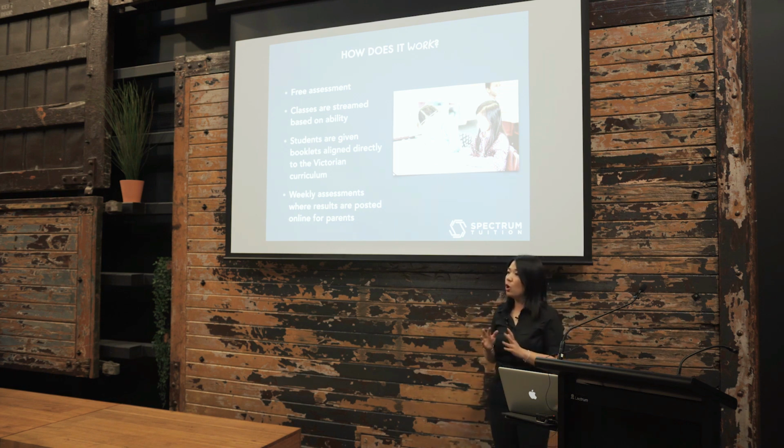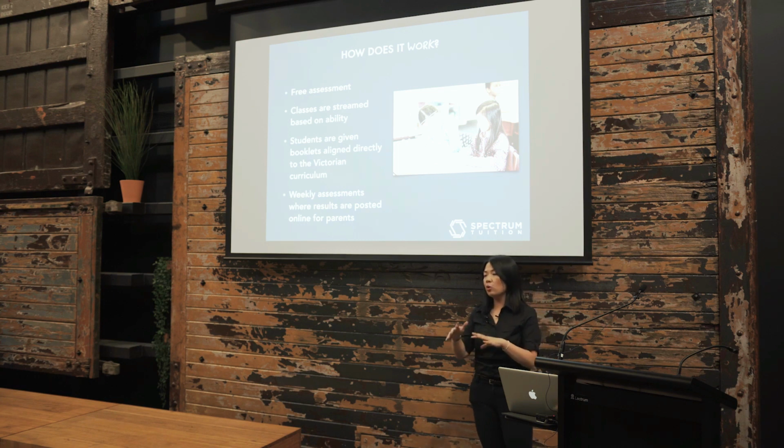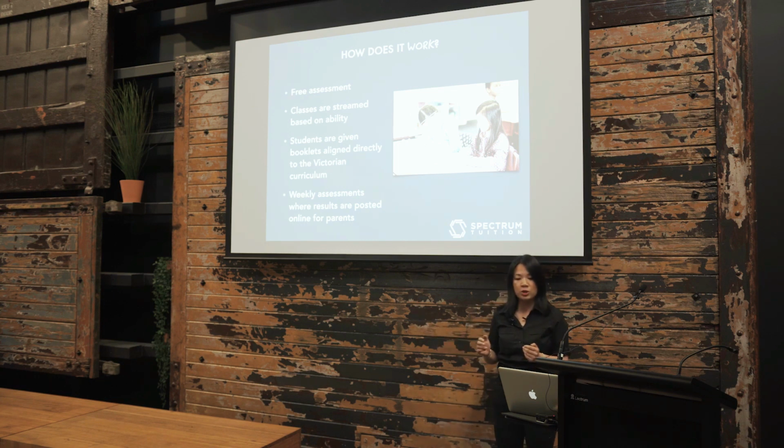The way it works is we would firstly start off with a free assessment where we would test students over 3 year levels. If your child is in year 5, we would give them the year 4 to year 6 test just to see where the gaps have started and also to see whether we can extend the students further.